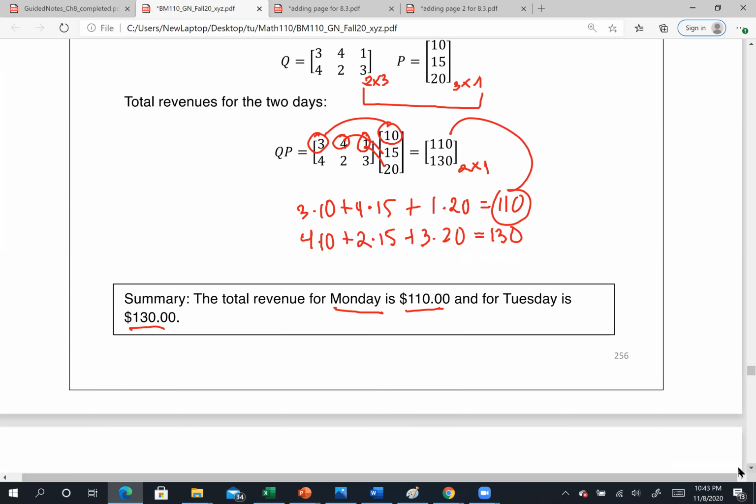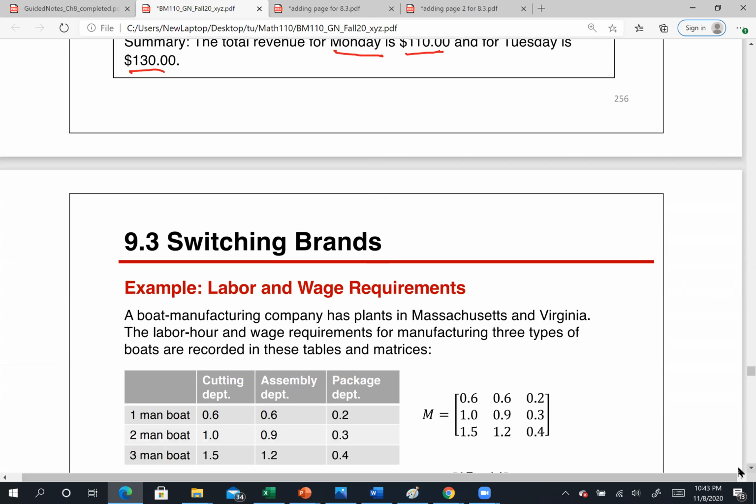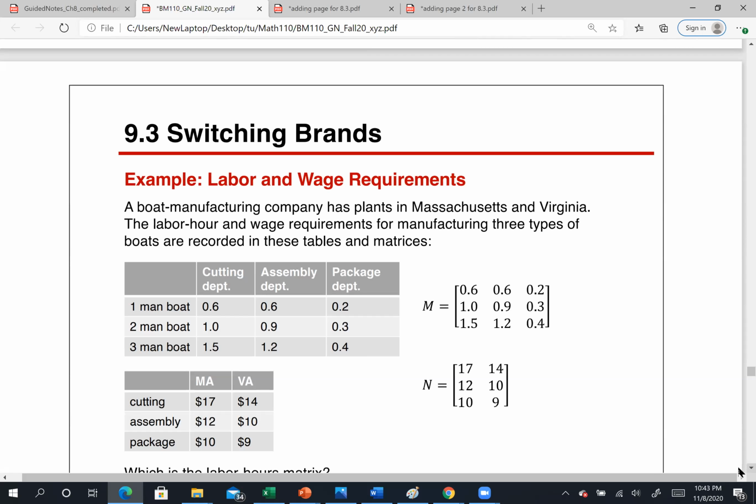So let's move down to talk about 9.3, switching brands. Okay. So in this example, we talk about labor and wage requirements. A boat manufacturing company has plants in Massachusetts and Virginia. The labor hours and wage requirements for manufacturing 3 types of boat are recorded in this table and matrix.